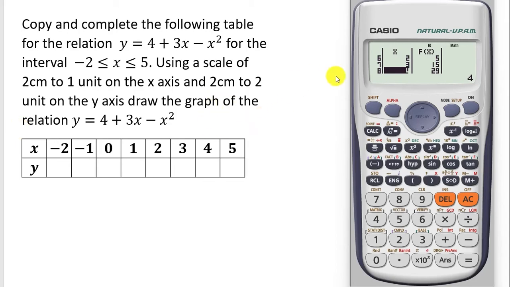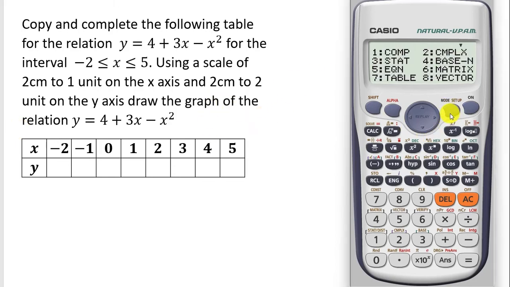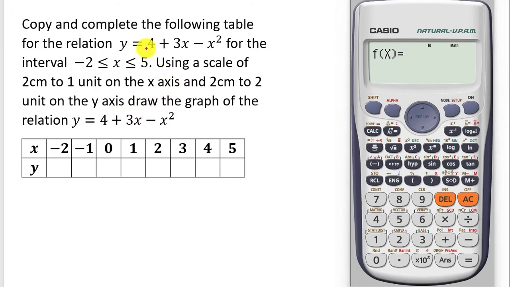All right, so let's go to the mode. We are going to go to the mode. We go to option 7. That is the table. So the function will come, means that you have to type in this relation.